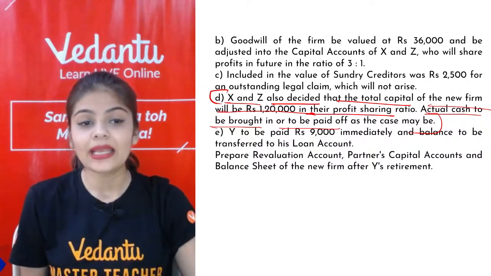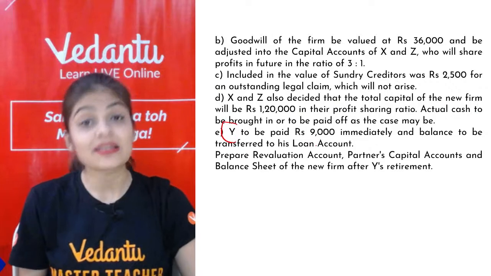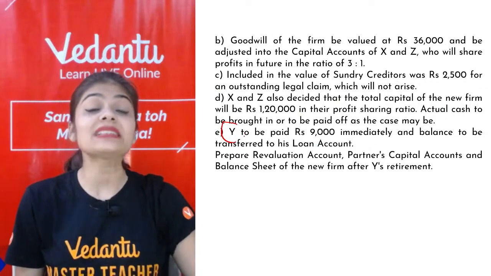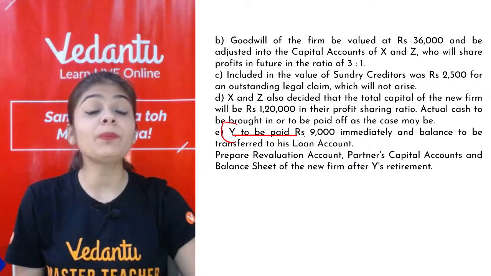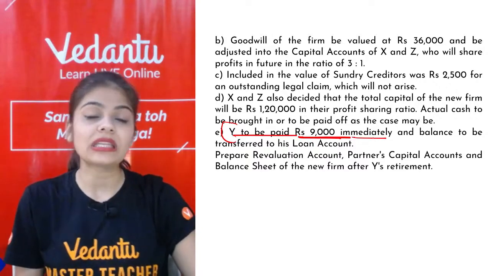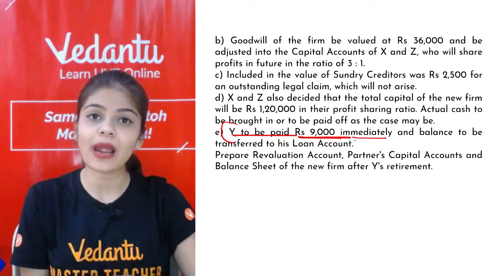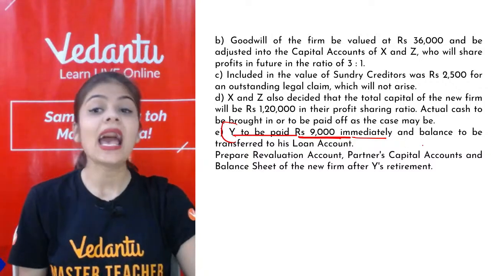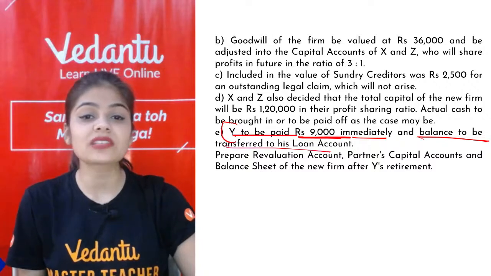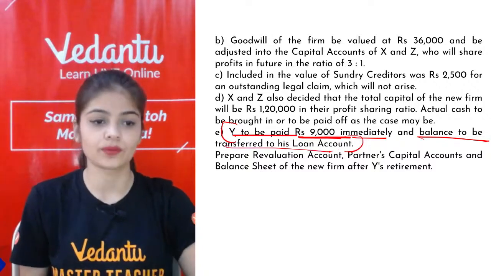And then this point is in our syllabus. It says that the retiring partner Y is to be paid 9,000 immediately and the balance will be transferred to his loan account.